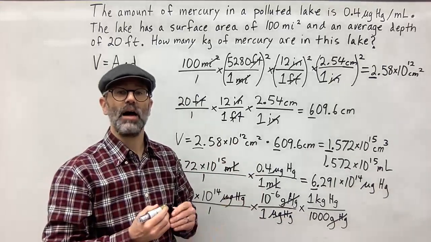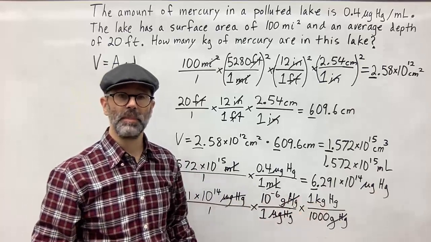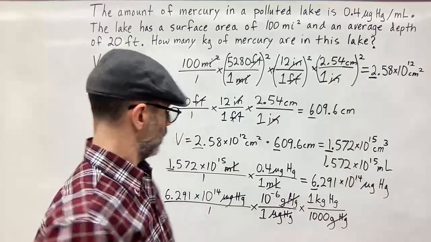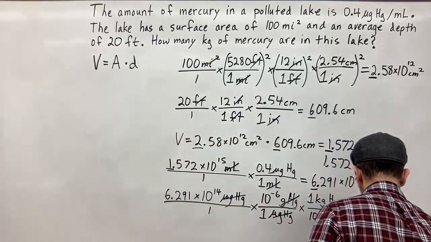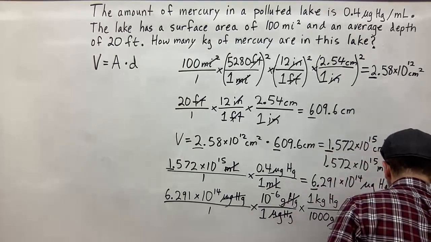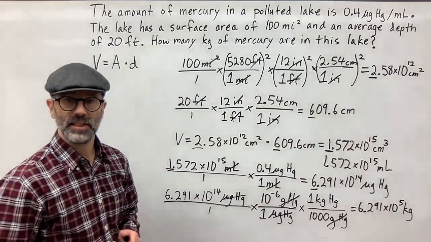I am done. Now all I need to do is calculate, multiply across top, divide by the bottom. And when I do that, I get 6.291 times 10 to the fifth power. And that's the number of kilograms.